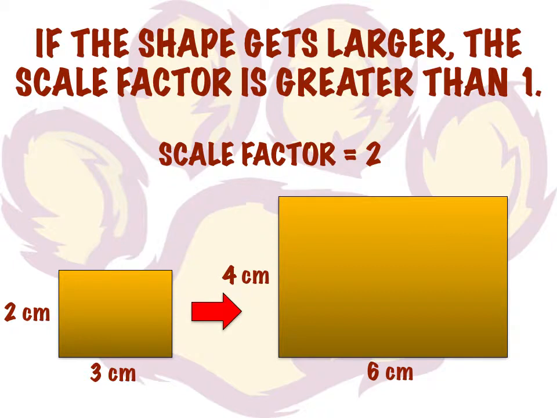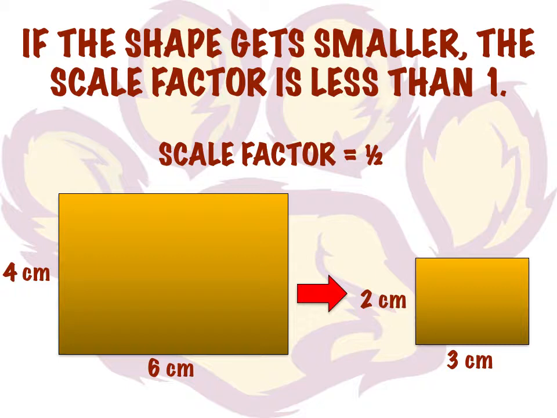If the shape gets larger, the scale factor is greater than 1. In this image here, you can see that to go from the smaller rectangle to the larger rectangle, it was multiplied by a scale factor of 2. To go from 2 to 4, you multiply by 2. And to go from 3 to 6, you also would multiply by 2. And that's how a scale factor would work for these shapes.